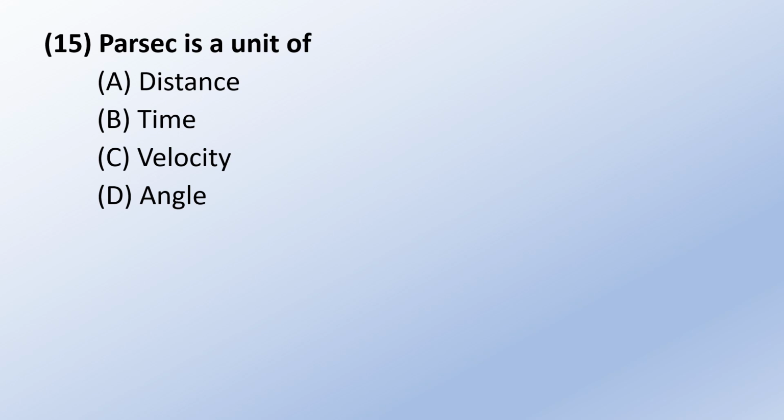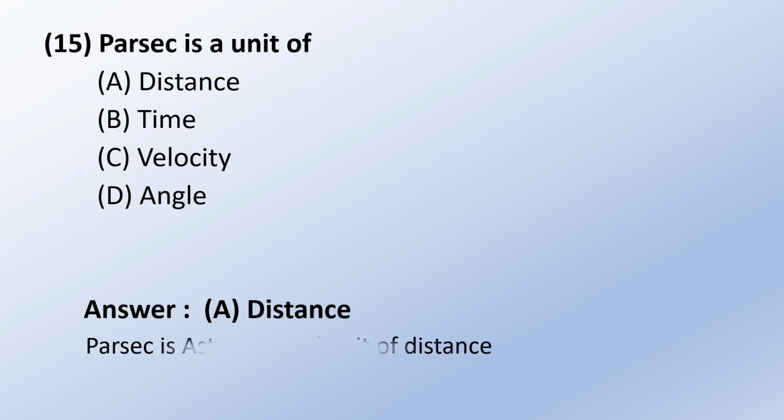15. Parsec is a unit of A. Distance, B. Time, C. Velocity, D. Angle. Answer: A. Distance. Parsec is an astronomical unit of distance.